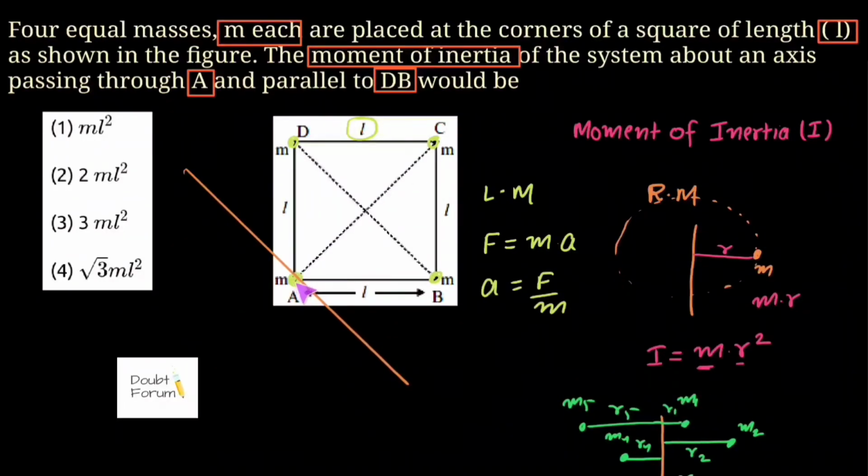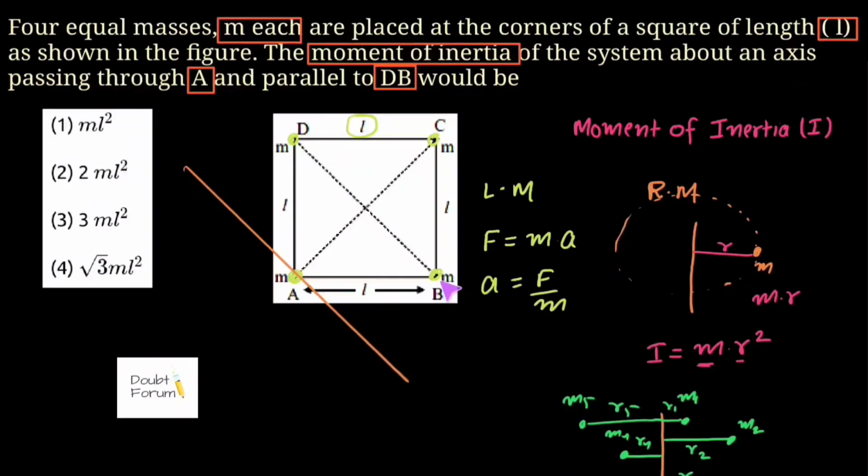At this point, this mass is lying on the axis of rotation, so the value of r in this case would be 0. For the mass lying at point B, we have to find the perpendicular distance from the axis of rotation. So we have to find this distance, as well as this distance, as well as this third distance. The length of the side of the square is L.